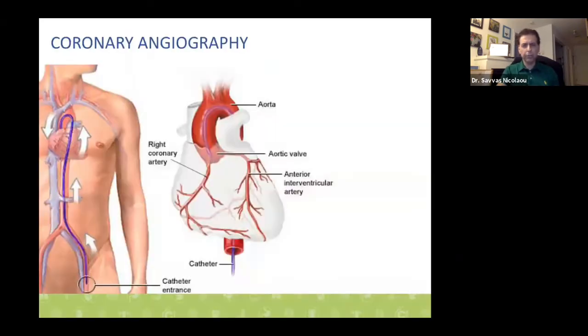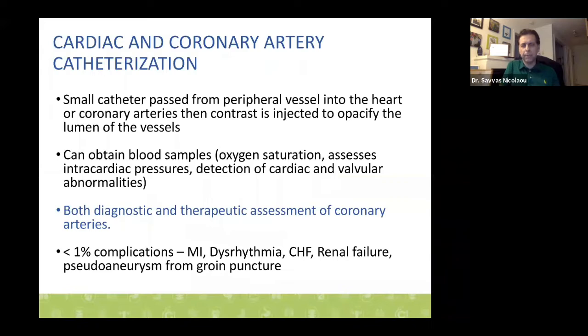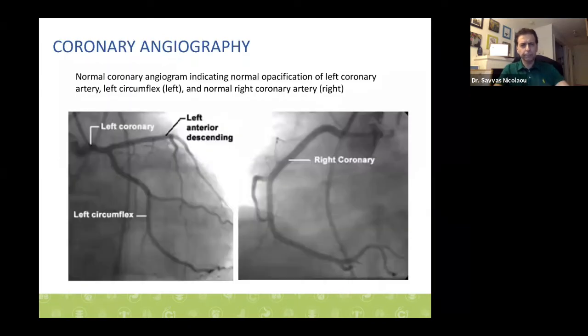Coronary angiography, catheter angiography. This is a small catheter that is passed through the peripheral vessels into the heart to the coronary arteries, and contrast is injected to opacify the lumen of the vessels, and then we can obtain blood samples. We can look at the assessment of the coronary arteries. It can be both a diagnostic and therapeutic assessment of coronary arteries. There is some risk of complications, although rare.